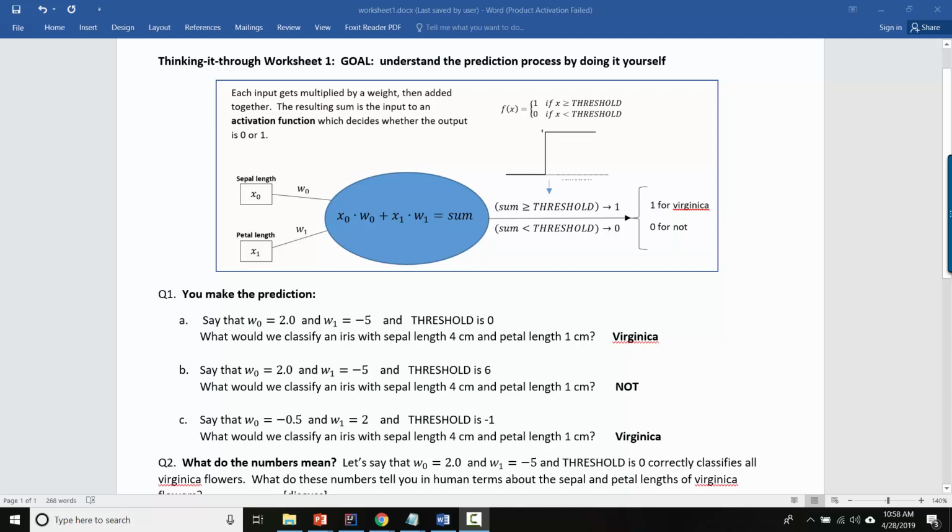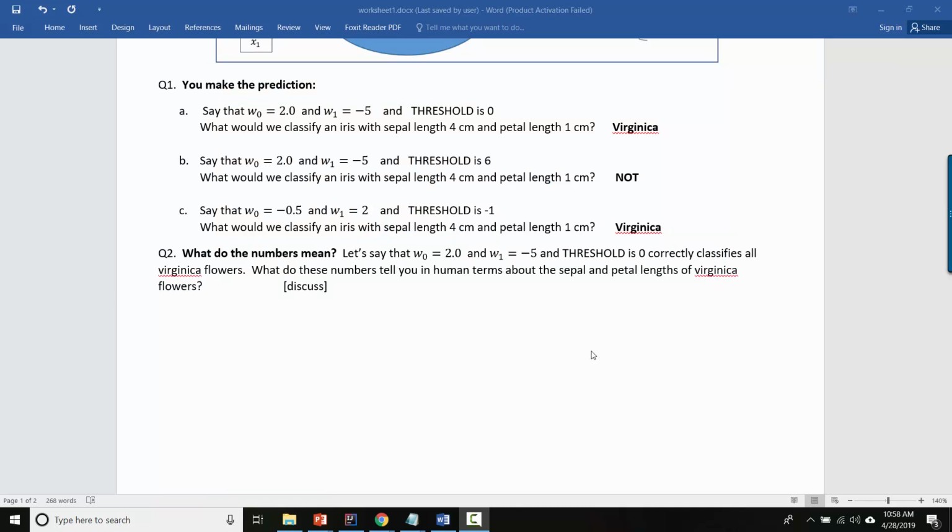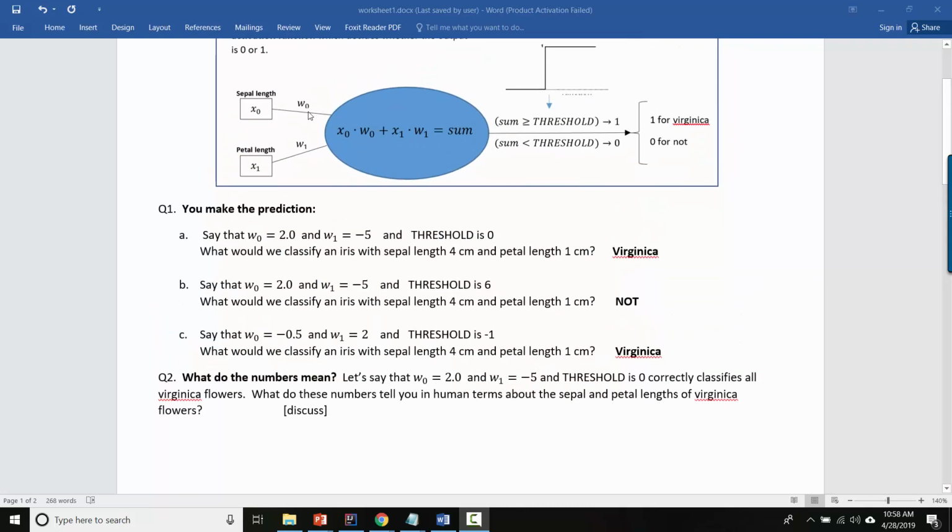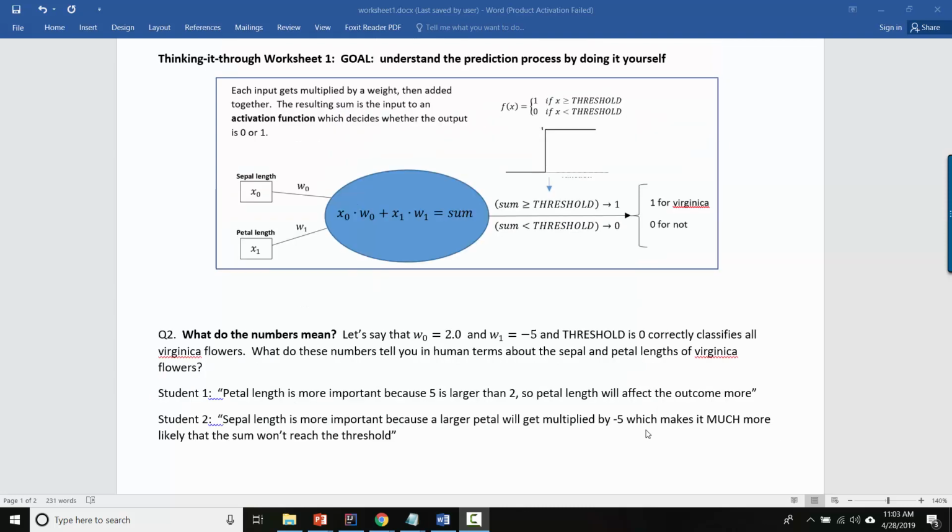So now that you've thought through that, here's a discussion question. If weight 0 is 2 and weight 1 is negative 5, and weight 0, remember, is about sepal, and weight 1 is about petal, what do those numbers tell you in natural human terms about sepal and petal lengths for Virginica flowers? Here are some of the things that the students said. One student said something like petal length is more important than sepal length because the 5 in this negative 5 has a larger magnitude than 2.